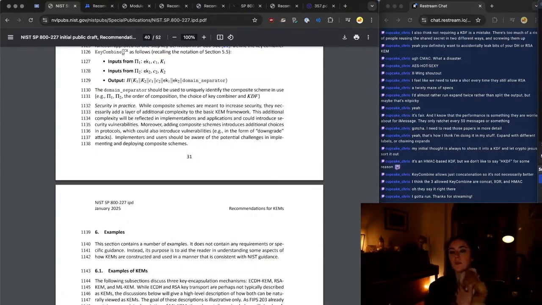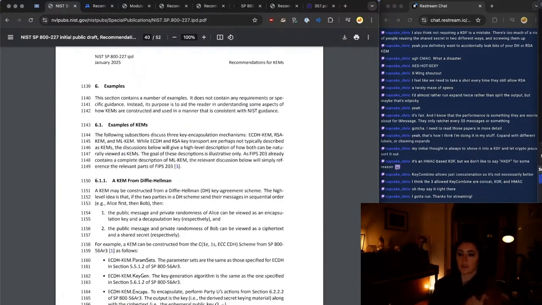So far, I'm quite happy that the only explicit combiner is the one that's kind of bulletproof. Need to stop. Okay. Section 6, examples. No requirements, just specific guidance to aid the reader in understanding how some KEMs are constructed and used in manners consistent with NIST guidance.